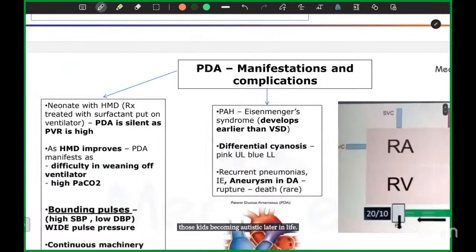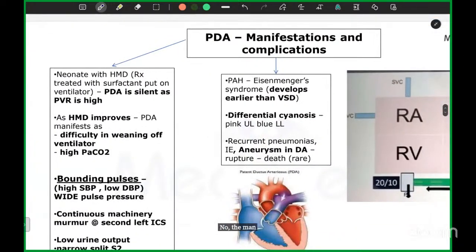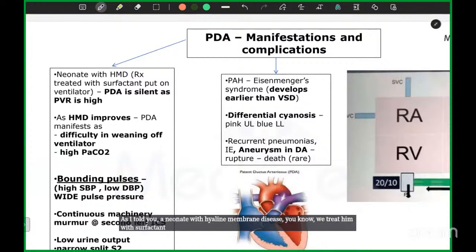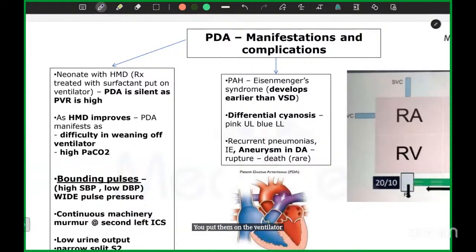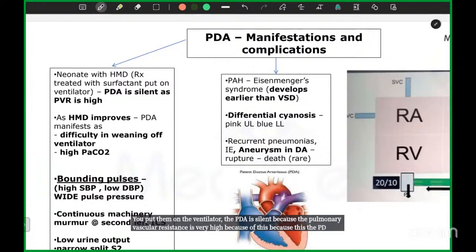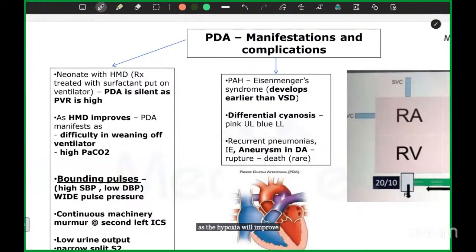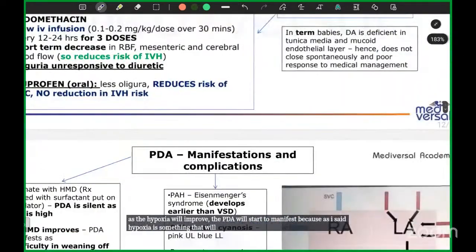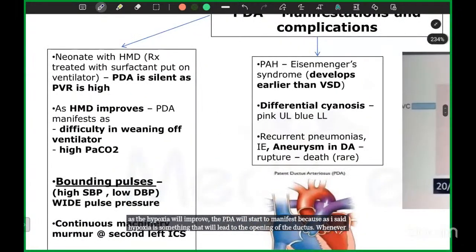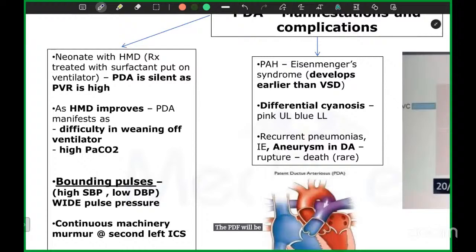Now, the manifestations, as I said, it's predominantly a left-to-right shunt. As I told you, a neonate with hyaline membrane disease, you treat him with surfactant, you put him on the ventilator. The PDA is silent, because the pulmonary vascular resistance is very high. Because of this, the PDA will usually remain silent. As the hyaline membrane disease improves, as the hypoxia improves, the PDA will start to manifest, because, as I said, hypoxia is something that leads to the opening of the ductus. Whenever hypoxia is there, the PDA will be there, but then as the HMD improves, the PDA will manifest as difficulty in weaning off the ventilator.